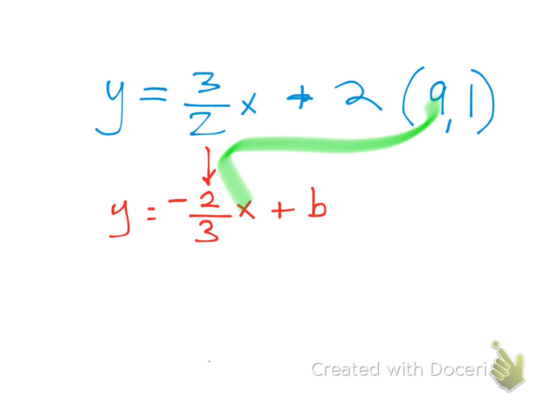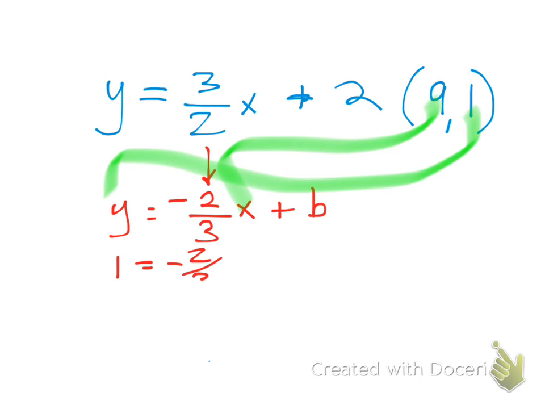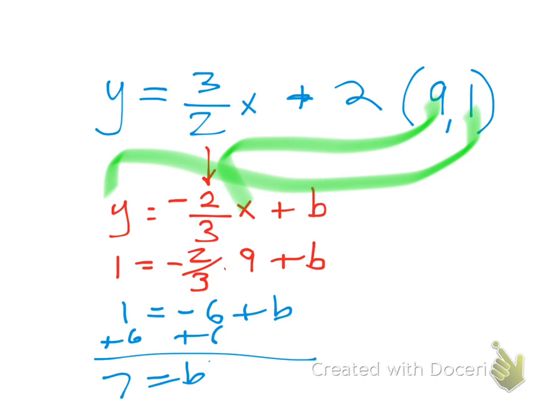Plugging in my x value and my y value from my given point would give me 1 equals negative 2/3 times 9 plus b. Solving for b. Well, negative 2 times 9 over 3 would be negative 6. Add 6 to both sides, and I would get 7 equals b. And my equation is y equals negative 2/3 x plus 7.